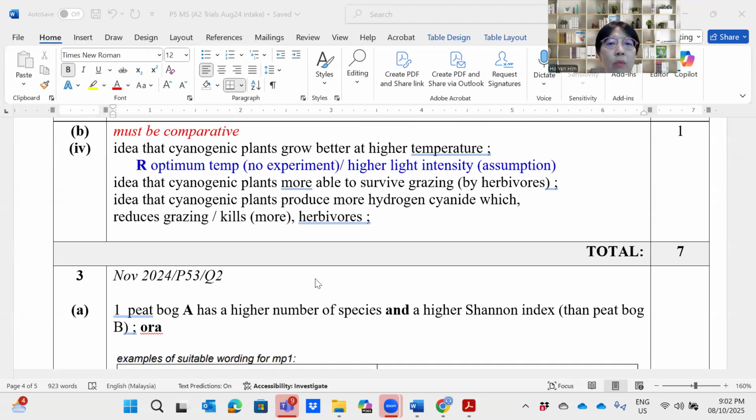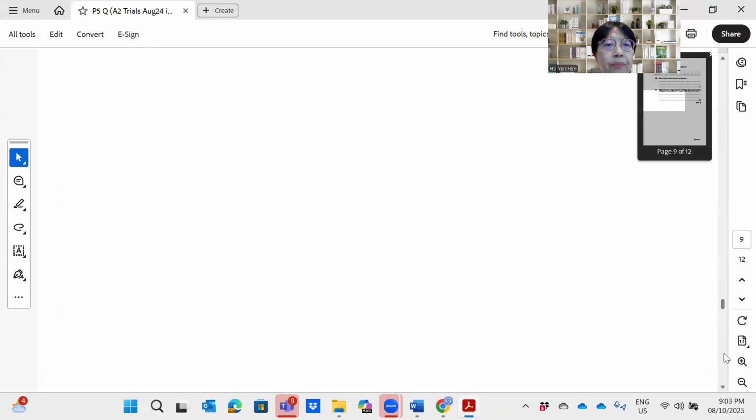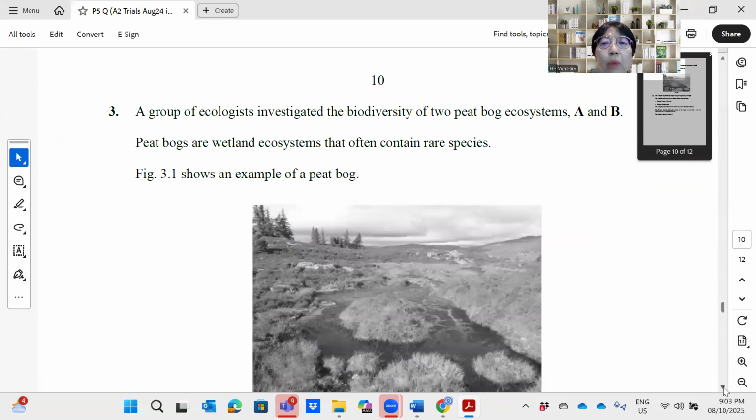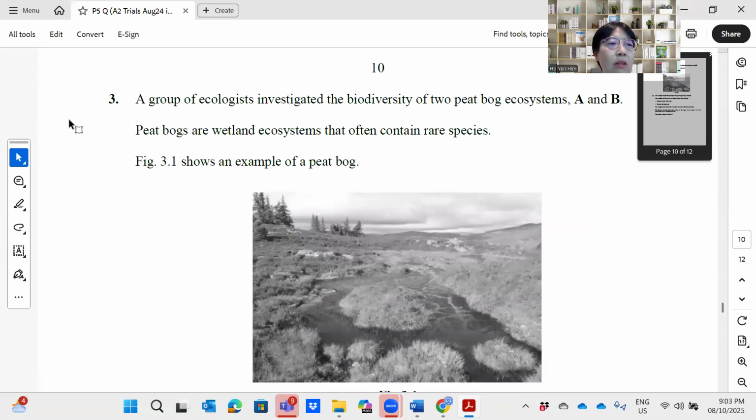Okay? So this is question number 2. So now we go to question number 3. Question number 3 is ecological sampling of peat bog, two peat bog ecosystems, A and B. So they said peat bogs are wetland. That means this place has got certain locations that are immersed in water, and hence you got different kinds of plants growing there that are suitable to grow in and around the water. It's a type of wetland covered with water. So, what is the question?